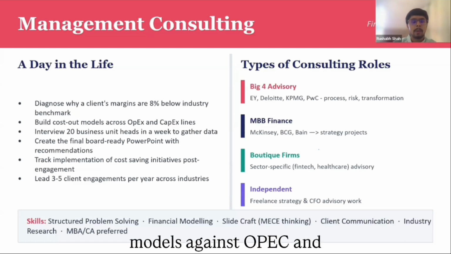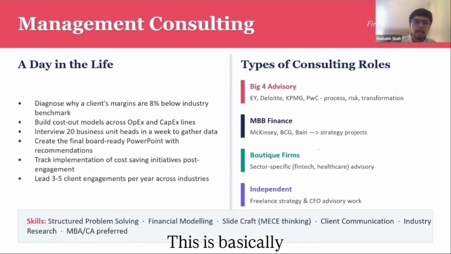You build cost-out models against OpEx and CapEx lines. This is basically understanding the entire cost structure of the company from an operating expenses point of view and capital expenses. CapEx lines are for a company that has a lot of factories, machines, spare parts, so you analyze the cost of capital expenditure they are incurring, and at the same time their operating expenses. Operating expenses are the routine expenses like office expense, marketing, professional fees, rent, etc. So you build a detailed understanding of all the expenses, identify areas where they are high against the industry benchmark, and come out with options for optimizing and reducing those expenses.